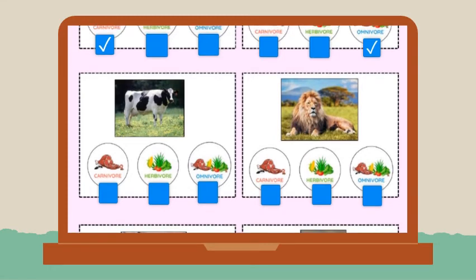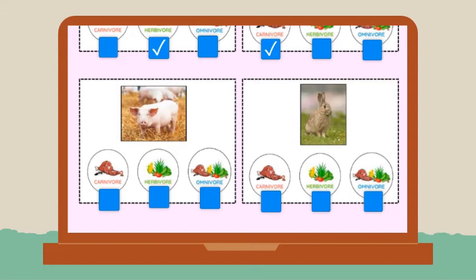Cows. Cows are plant eaters. This means that cows are herbivores. That's right. What about lions? Lions are wild animals. They hunt for food. They feed on other animals' meat. So, lions are carnivores. That's right.